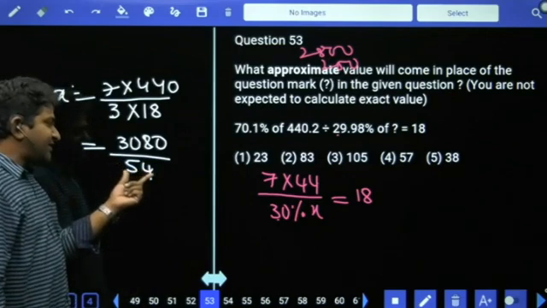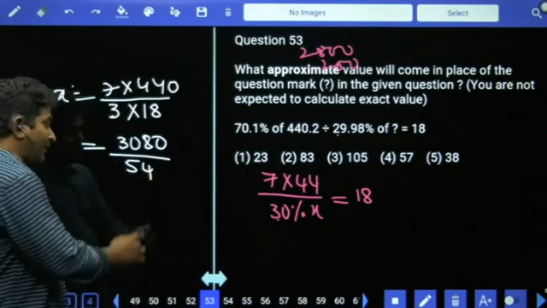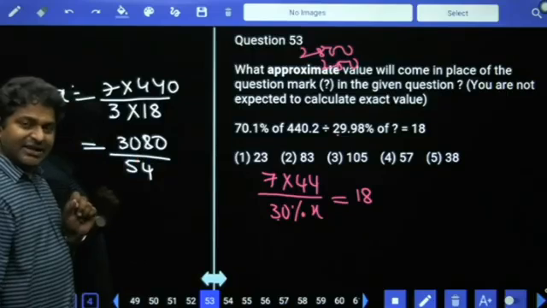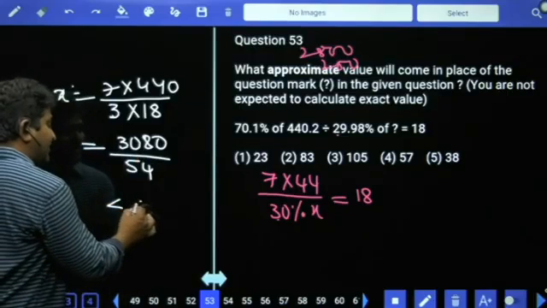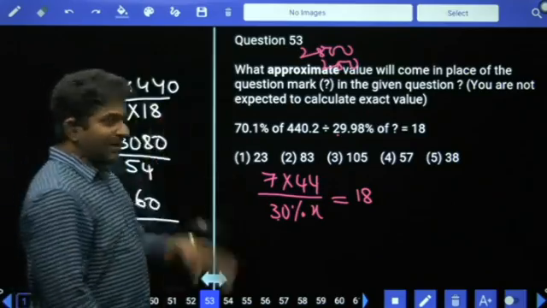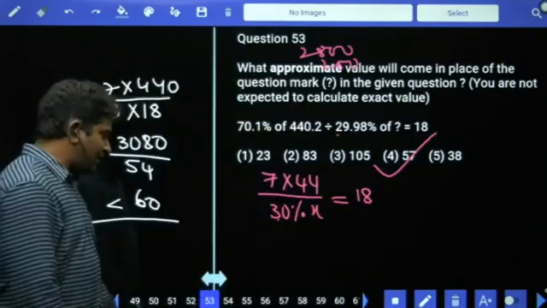6 times of this number is equal to 324. 60 times is equal to 3240. This is less than that. Hence the value is less than 60. The answer should be close to 60 but less than 60. There is only one such option. Fourth option is our final answer.